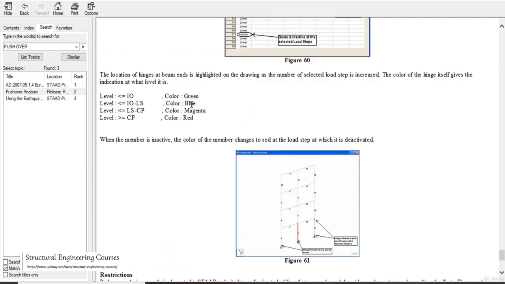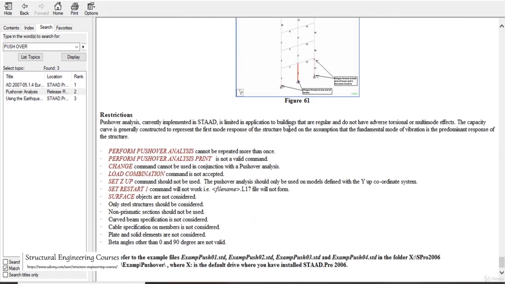So under the coloring criteria, basically green means immediate occupancy, blue means intermediate between immediate occupancy and life safety, magenta means between life safety and collapse prevention, and red means the collapse prevention hinges.